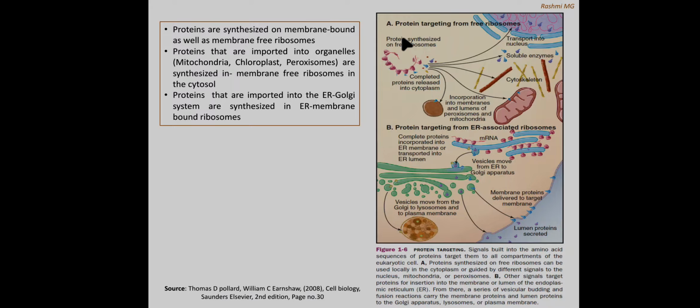Here you can see protein targeting from free ribosome. Free ribosome is targeted to what? Transported to the nucleus. It forms soluble enzymes, cytoskeleton, mitochondrial protein, lysosomal proteins or peroxisomal proteins. Protein targeting from ER associated ribosome goes to the Golgi vesicles and the endoplasmic reticulum also. It forms the membrane proteins for the cell.